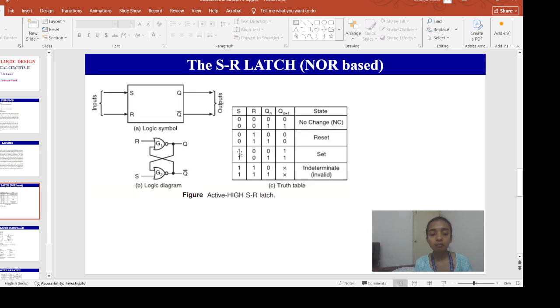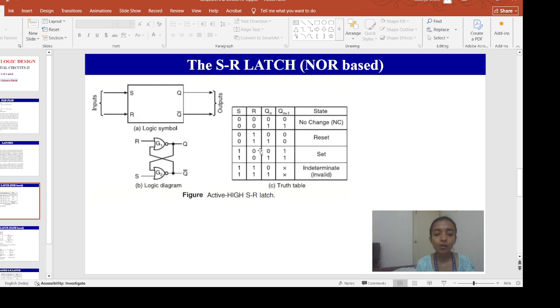Now, when set is 0 and reset is 1, it will always reset the next state. Qn plus 1 is 0, where it will remain even after reset returns to 0.